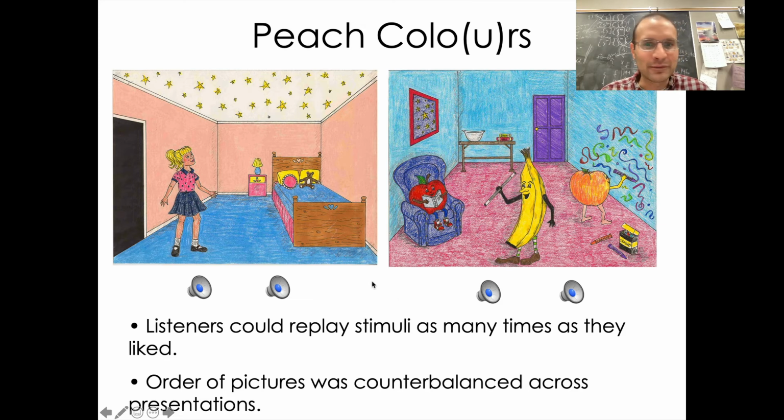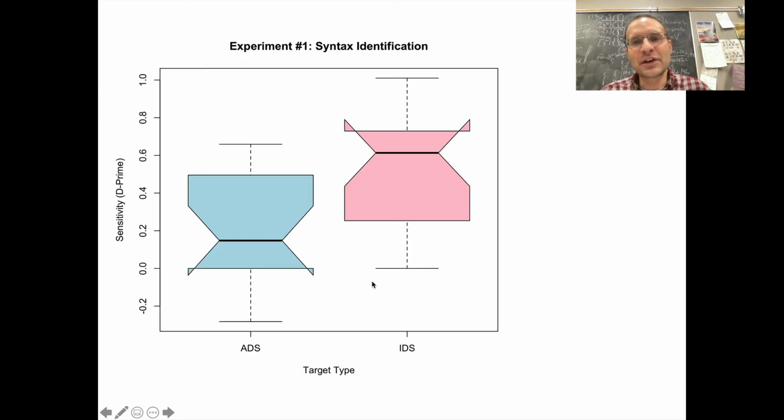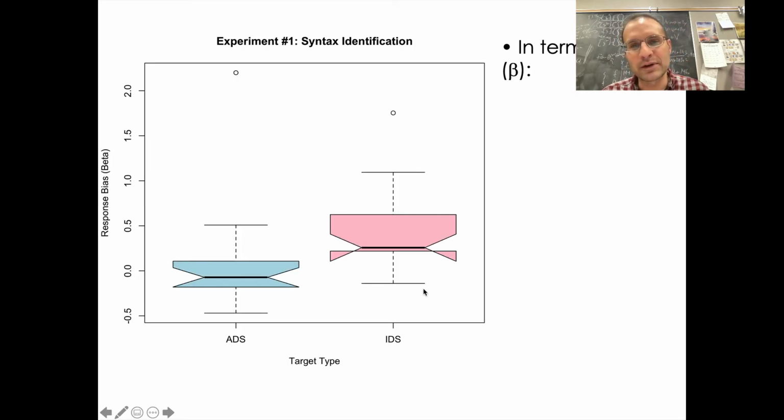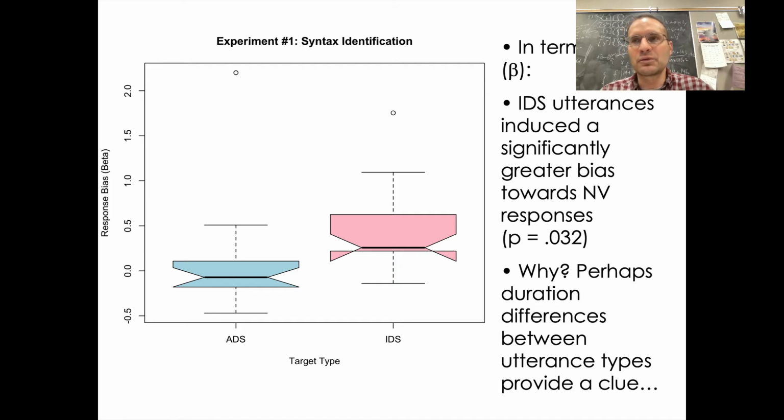But that's what we got from our subjects, right? So that's interesting as well. Not only is sensitivity greater for infant-directed speech, but there's more bias there for whatever reason. And one of the things we suspected might contribute to that was that there are longer durations, generally speaking, for each word and basically each intonational phrase for infant-directed speech as well.